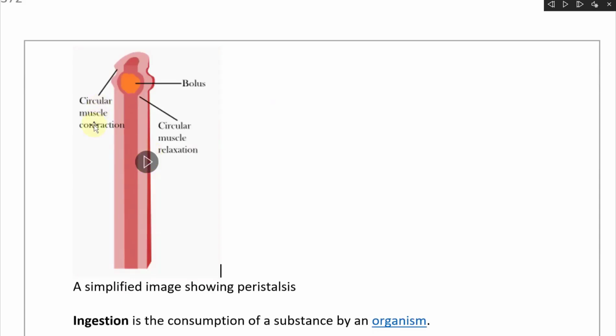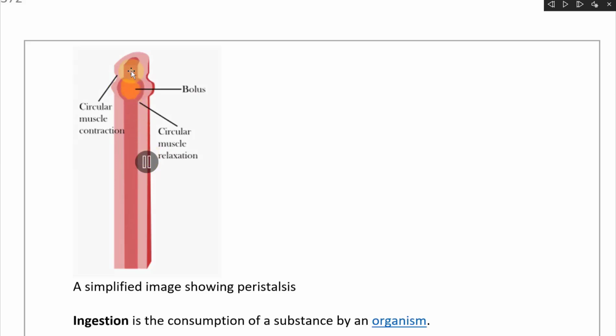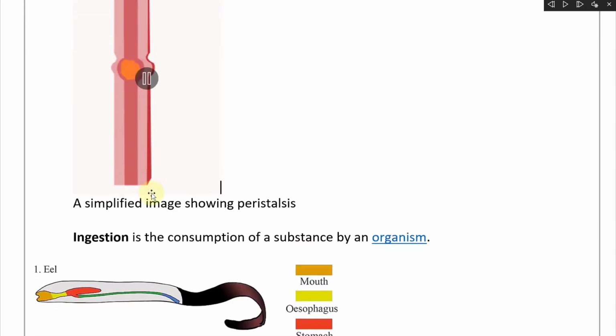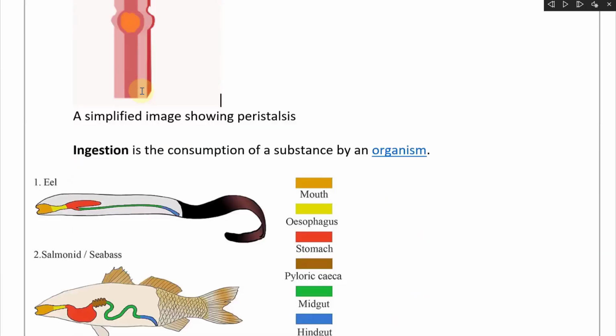The circular muscle contraction, the bulbous stuff inside. Circular muscle relaxation over there. And that's relaxed. This is contracted. This is pushing it out. And then it switches up, and that's going to relax. It's going to be pushing always in one direction, so it creates a wave that moves the object down the tube.